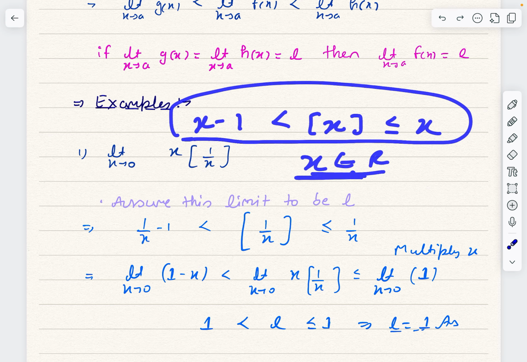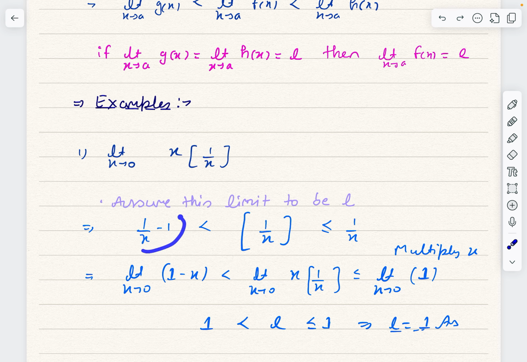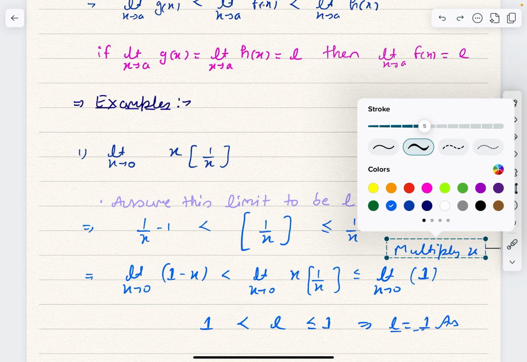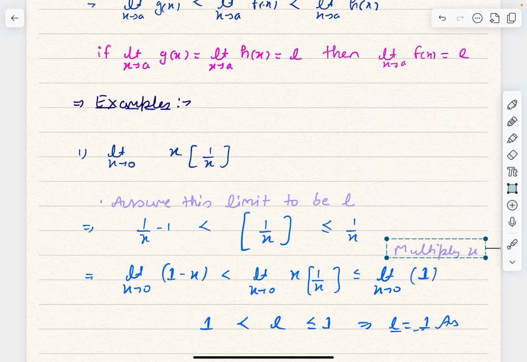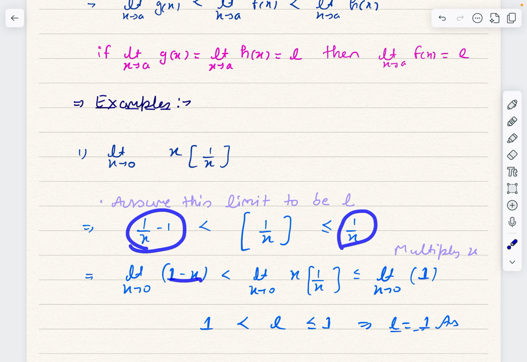We'll discuss this in the greatest integer lecture. So the step of 1 by x will lie between 1 by x minus 1 and 1 by x, using the same thing. Now we multiply x on all sides, and then take limit x tends to 0. If I multiply x here, you get x into the step of 1 by x. Multiply x here, you get 1 minus x. Multiply x here, you just get 1.